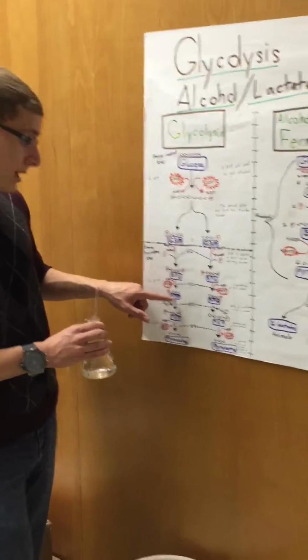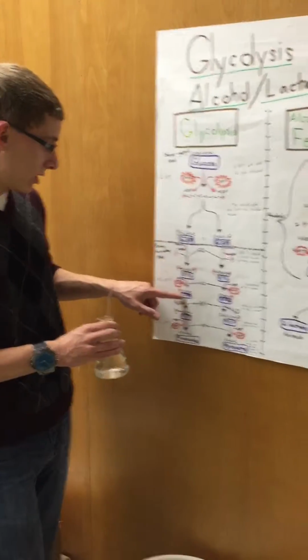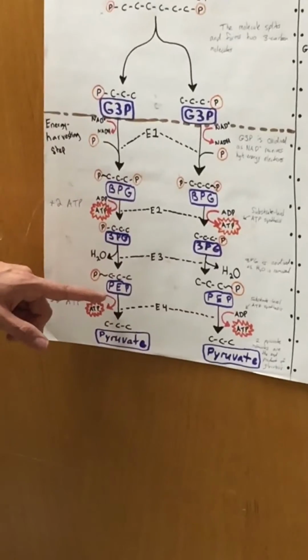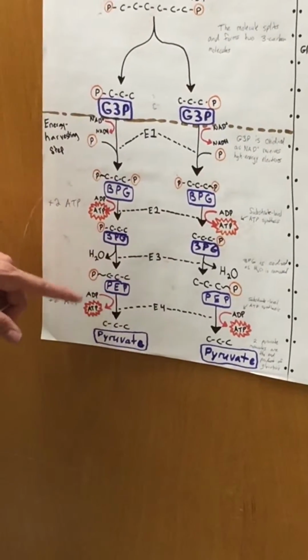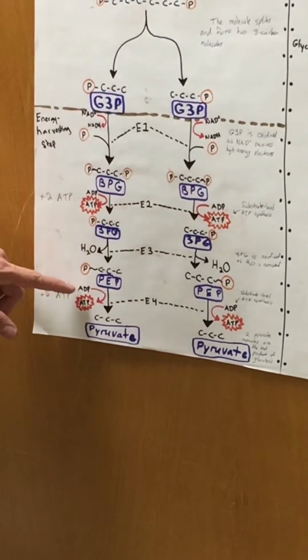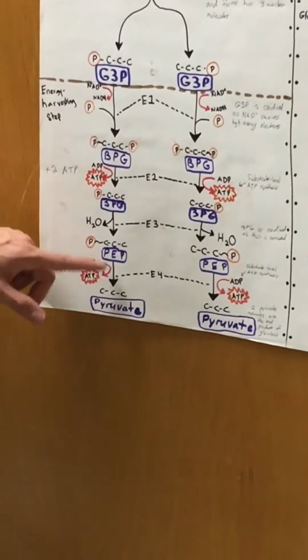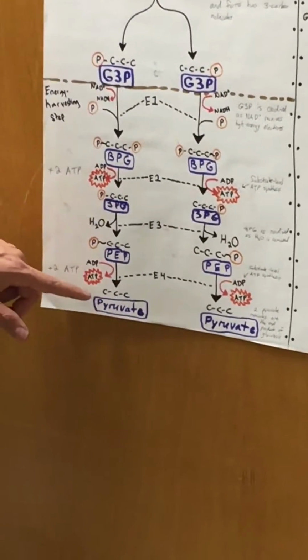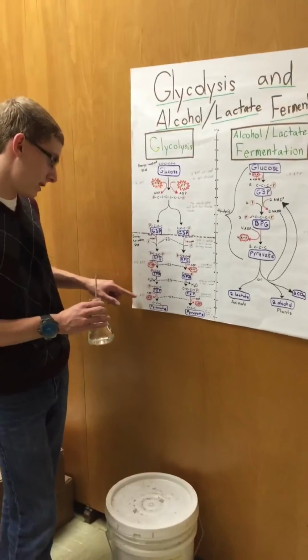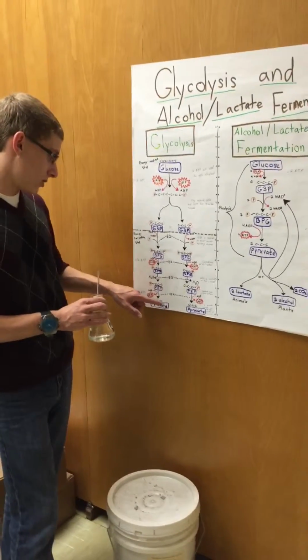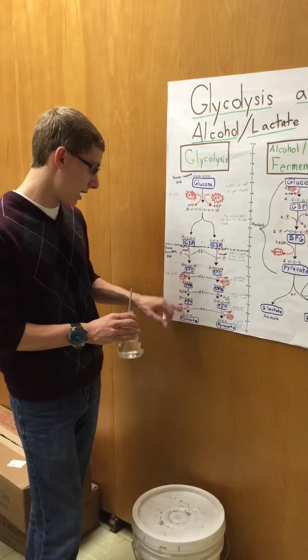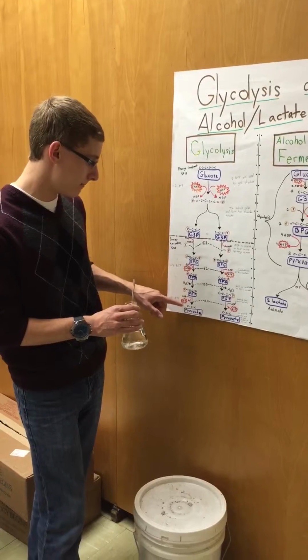The next step is when H2O is lost from the molecule, which leaves us with another 3-carbon molecule with a phosphate known as PEP, and that is known as oxidation once again. Then ADP is once again changed into ATP, so we gain another 2 ATP here, and that results in a 3-carbon pyruvate because we lost the phosphate, which created the ATP.